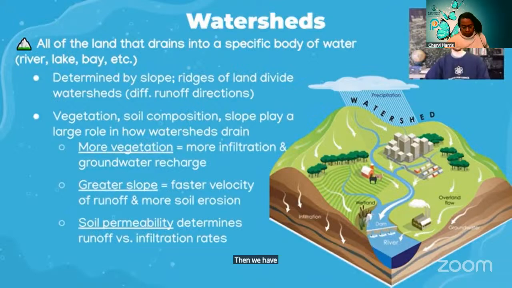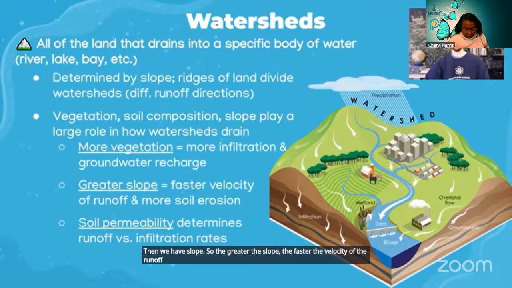So the greater the slope, the faster the velocity of the runoff. And so it has a little bit more inertia or a little bit more steam, you could think. It's got a head of steam to pick up soil or debris or any sort of sediments that are on the ground and carry them into this body of water.